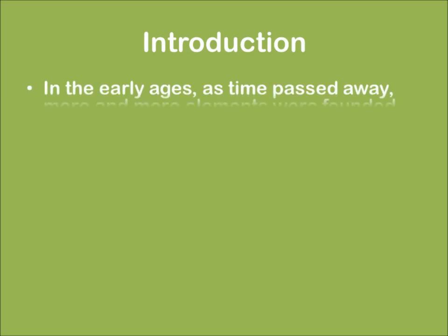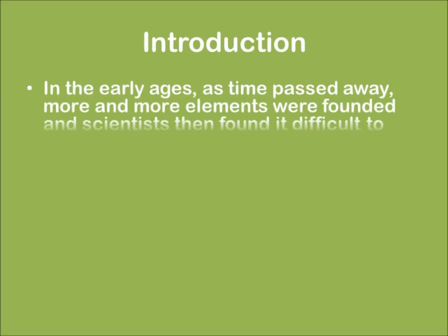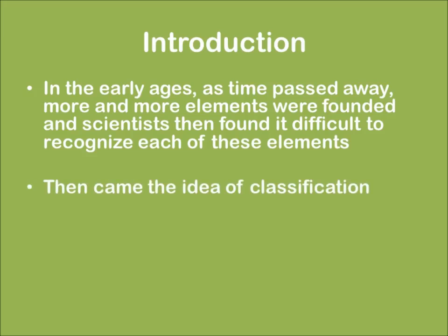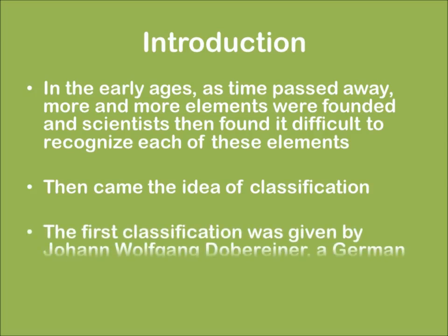Actually, in the early ages, slowly as time passed, more and more elements were found, and scientists then found it very difficult to recognize each of these elements. Then came the idea of classifying these elements. The first classification ever was done by Dobereiner, a German scientist, actually a chemist.